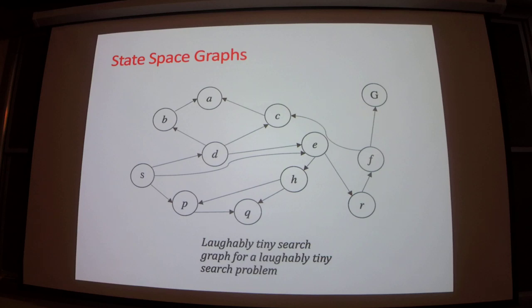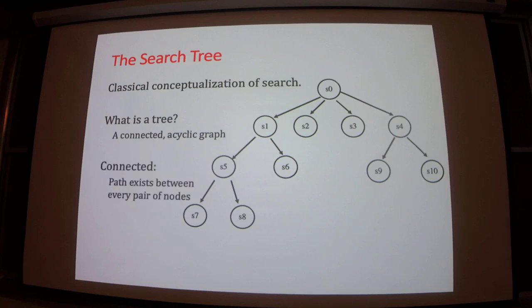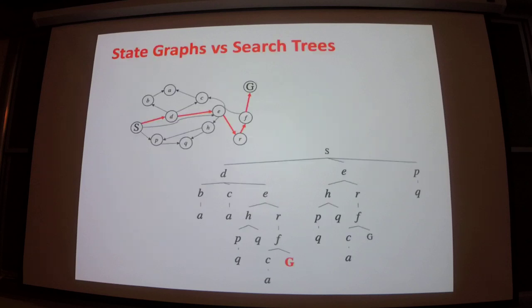For this graph, we could construct the search tree. Now, this is generally where we're going to be searching when we talk about search in this context. So what is a tree? A tree is a special kind of graph. It's a connected acyclic graph. And connected means that there is a path between every pair of nodes. Acyclic means for any two vertices, there's only one path, right? I'll review. Okay, so what does the search tree look like for that laughably small graph we have?